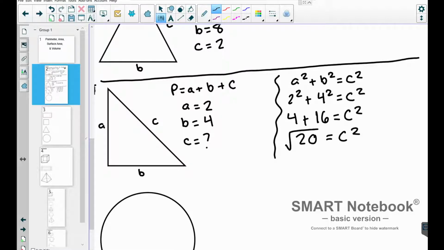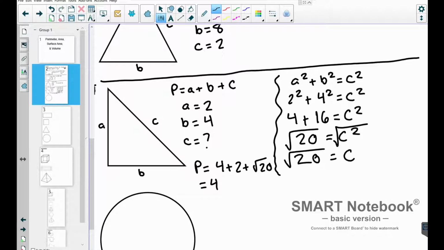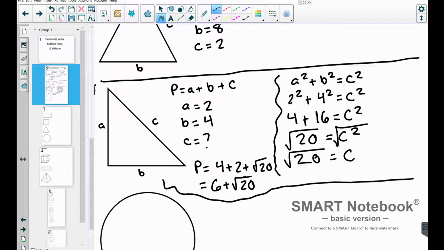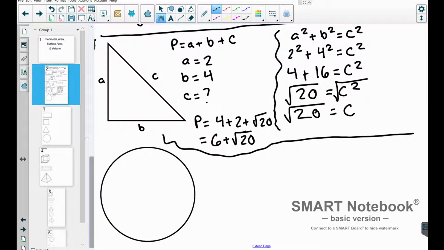And we just take the square root of both sides to get rid of that square, and the square root of 20 is going to be equal to C. So our perimeter in this case is going to be equal to 4 plus 2 plus the square root of 20, which you can get out to be some decimal. And on the state test, it may give you the answer as a decimal version of this, or it could possibly give you the answer as something like this. But remember, you can put that square root into your calculator and get the decimal form of it.